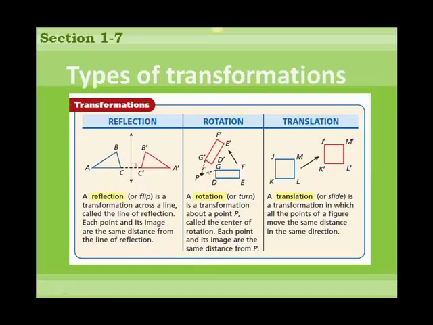There are three types of transformations that we're going to deal with. We're not going to deal with changes in size right now. We're only going to deal with changes in position and orientation. So those three transformations are the reflection, otherwise known as the flip, where all points maintain the same distance from a line of reflection, a rotation, also known as a turn, where all points maintain the same distance from a point of rotation, and a translation, also known as a slide, where all the points move in the same direction, the exact same distance.